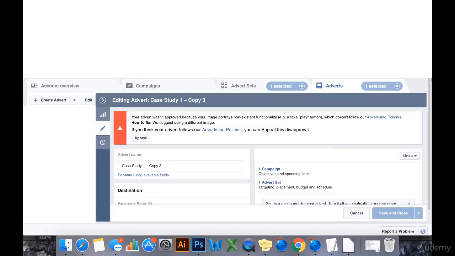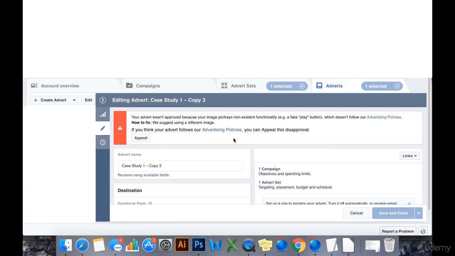This morning I woke up to a nice email from Facebook saying that a number of my adverts had been disapproved, and this was the reason they provided: your image portrays non-existent functionality. I've looked at all the images in the ad sets that have been disapproved, and I cannot see any non-existent functionality. So basically what I'm doing today is going through and appealing all of the disapproved ad sets.